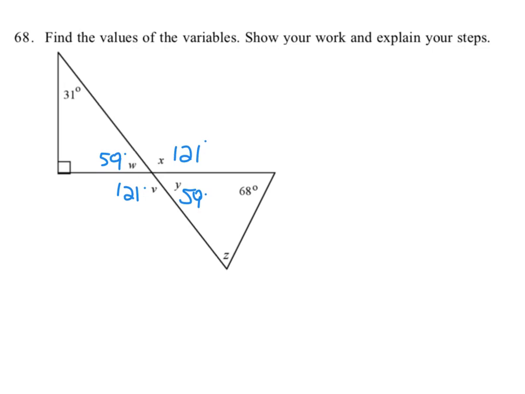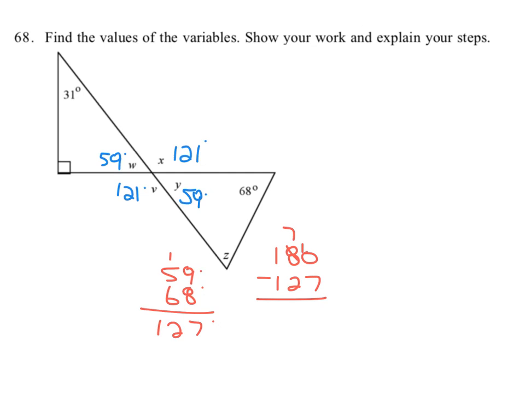Now, the triangle angle sum theorem says that a triangle's angles sum to 180. So we need to say, okay, what is 59 degrees plus 68 degrees? That is 127 degrees. And so z is going to be 180 take away whatever the two other angle measures are together. And we find that it equals 53 degrees.